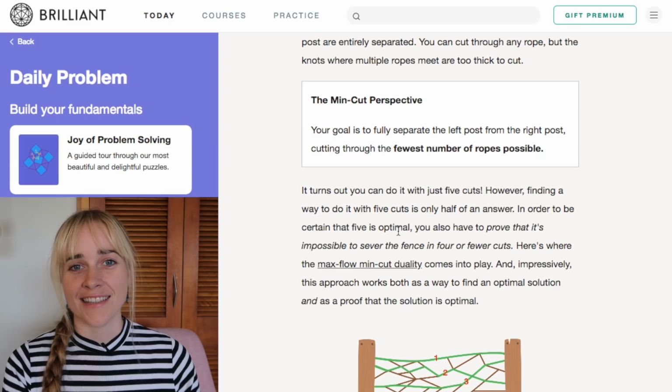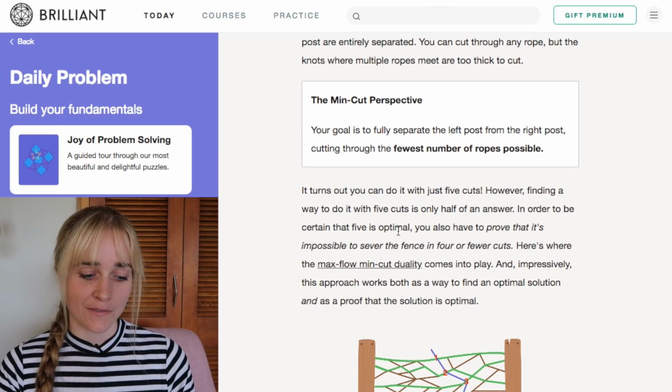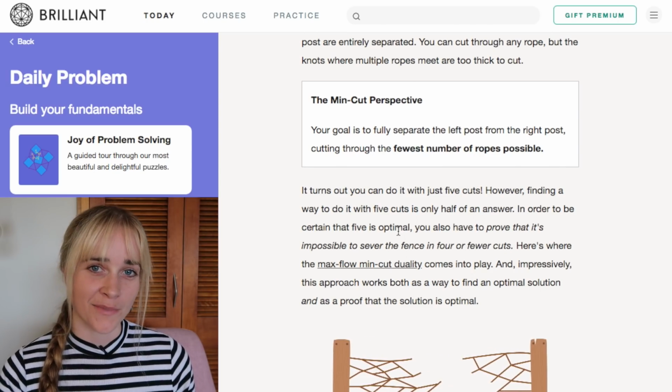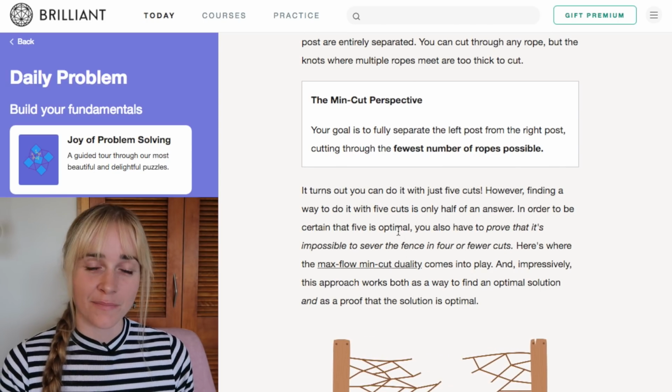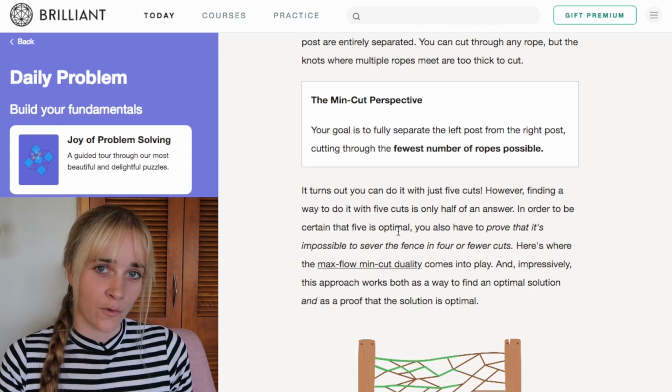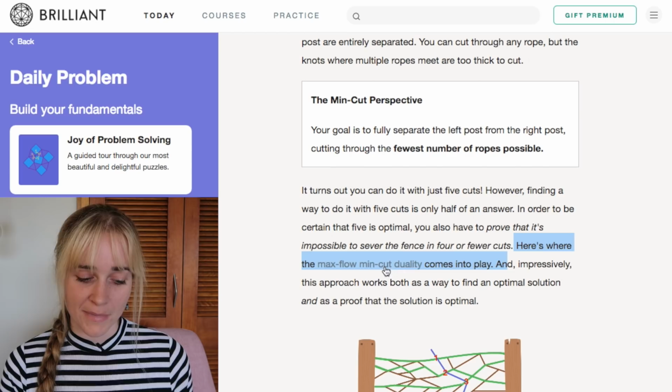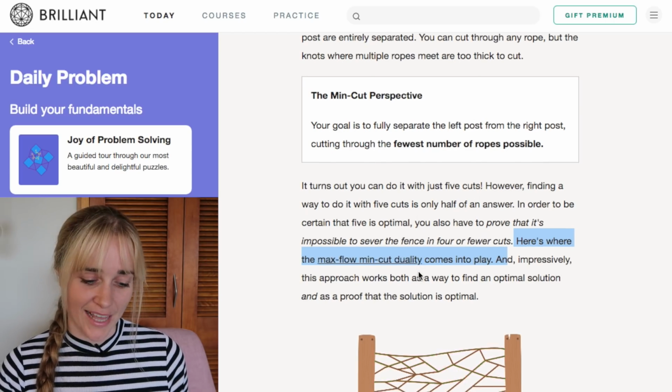And you might be able to find that just maybe by looking at it and a bit of trial and error. But really we want to know if 5 really is the optimal answer, and we need to prove that you can't do it in 4 or fewer cuts. That's where something called the max flow min cut duality comes into play.